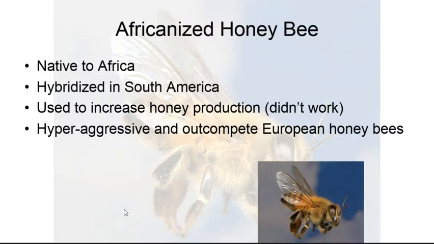Someone bred Africanized honeybees because they wanted to make a bee that had increased honey production. So they took these African bees and bred them with these cute, docile European bees. And instead of getting this awesome honey producer, which African honeybees are, they got a hyper aggressive, like, killer bee that has actually been outcompeting normal European honeybees.